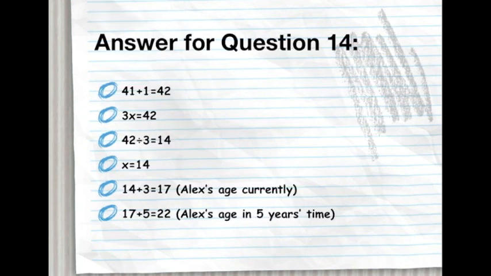So the answer for question 14. 41 plus 1 equals 42. So 3x equals 42. So 42 divided by 3 equals 14. So x equals 14. So 14 plus 3 equals 17, which is Alex's age currently. To find Alex's age in 5 years' time, just 17 plus 5 equals 22. So Alex's age in 5 years' time will be 22 years old.